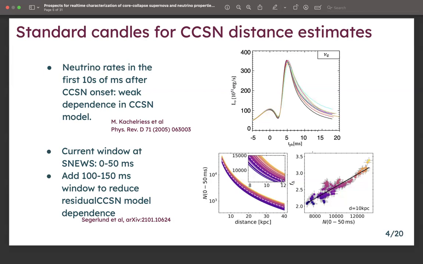In order to reduce this new residual CCSN model dependence, it has been shown in this other paper that adding a window from 100 to 250 milliseconds after the onset of the supernova helps reduce this. I mentioned all these windows because we will also refer to them, and you will see this in a few slides.